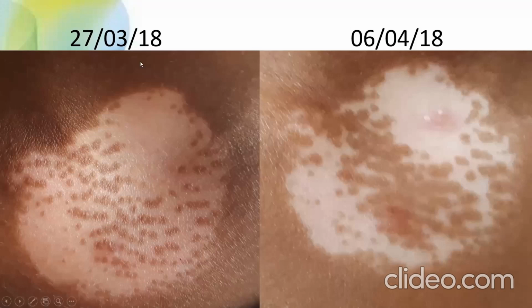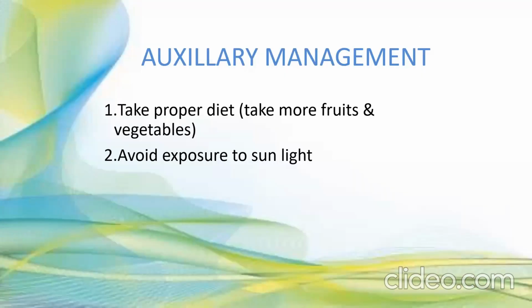Then on 27/3/18 and on 6/4/18, you can see the repigmentation has started. So we can say the partial cure has started. Auxiliary: take a proper diet, that is, take more fruits and vegetables, and avoid exposure to sunlight. So this was a short case.